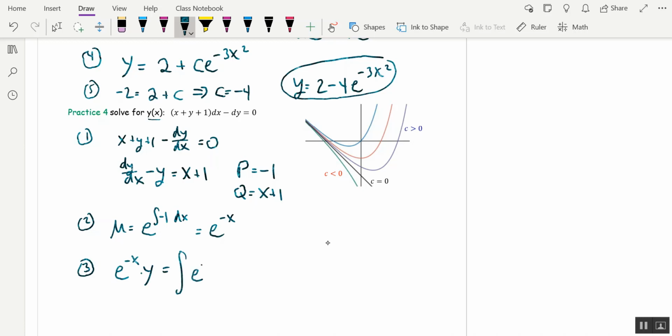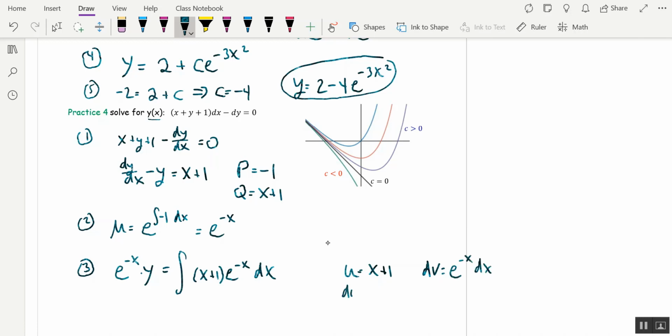So I get e to the negative x times x plus 1. I'll put the x plus 1 first. Okay, so this is going to require integration by parts. So u is going to be x plus 1 dv. And when you do parts, I want to see this chart, four items. u and dv go on the top. This is e to the negative x dx.